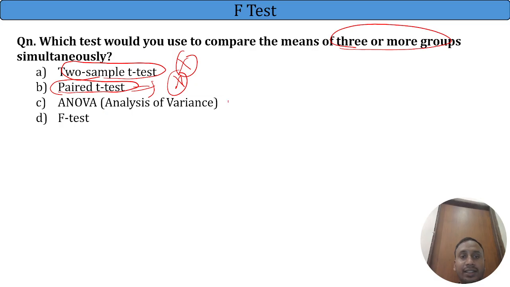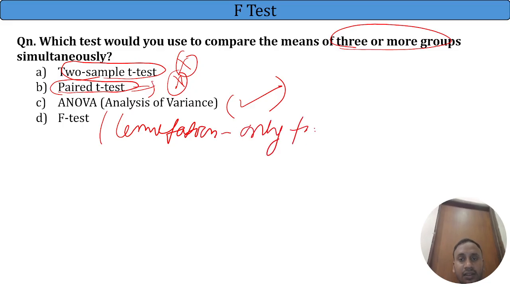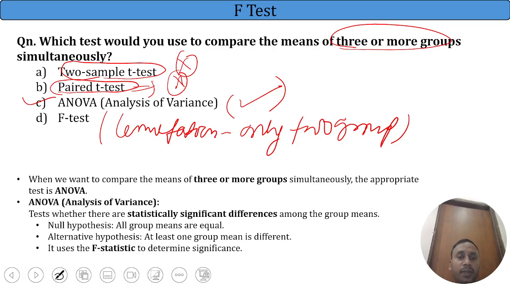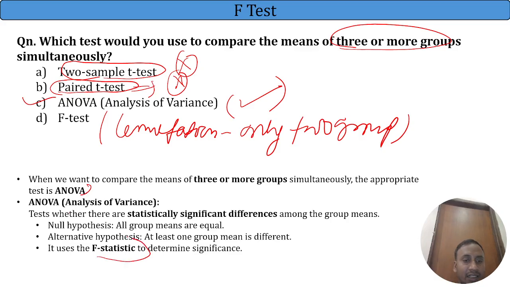ANOVA is actually for multiple groups. The F test is limited to only two groups. So I think C is the correct answer. Okay, so we'll go to the next. When we want to compare three or more groups, we'll go with ANOVA. ANOVA compares the group means, among the groups, whereas the F statistic is actually for two groups only.